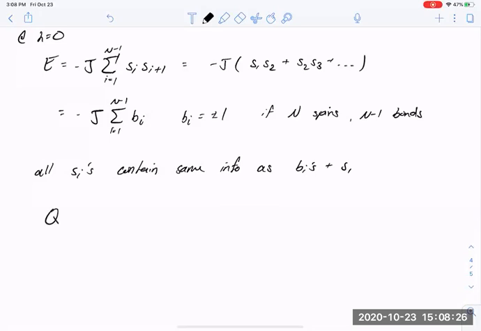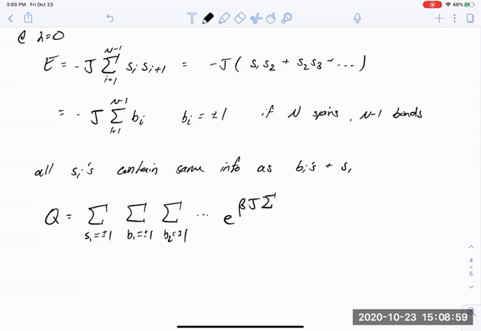Written in this way, we can now write the partition function in the canonical ensemble for the Ising model as a sum over spin 1 being plus or minus 1, times a set of bond variables, B1 being plus or minus 1, B2 being plus or minus 1, etc., up to Bn minus 1, because there are n minus 1 bond variables, each times this Boltzmann factor of something expressible as a sum over those bond variables.